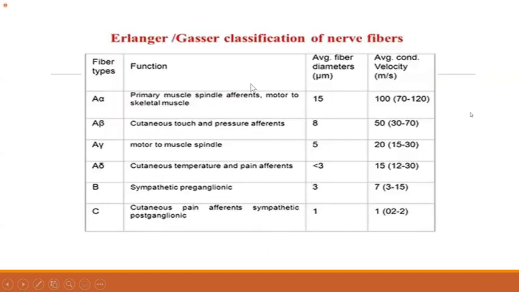According to the Erlanger-Gasser classification of nerve fibers, the fibers are classified according to their diameter and conduction velocity into 3 groups, A, B, and C. A is further divided into A alpha, A beta, A gamma, and A delta. A alpha are the fastest and thickest fibers, with a velocity of around 100 meters per second and a diameter of around 15 to 20 micrometers. C fibers are the thinnest with the lowest velocity, and they are unmyelinated.